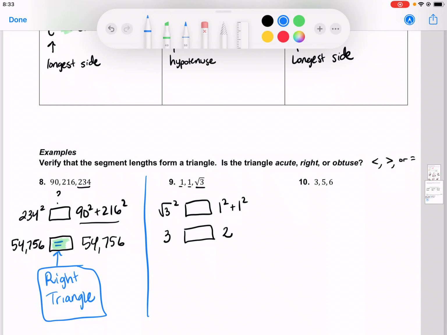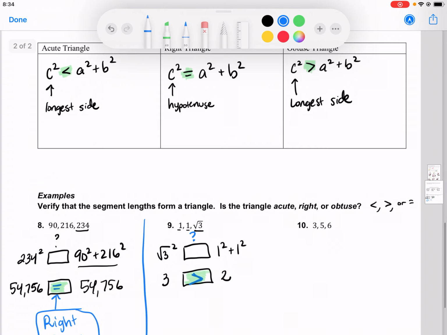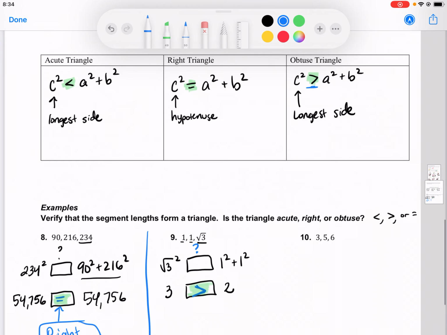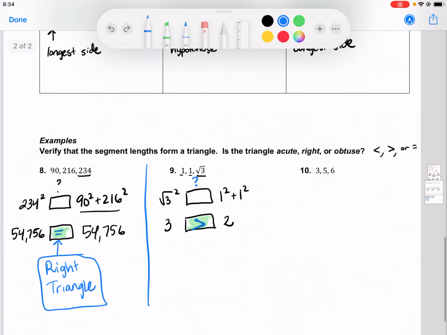So the appropriate symbol for this one is a greater than symbol. And since it's greater than, we're going to be using the obtuse triangle. So this is going to be obtuse, since the longest side squared is bigger than the other two sides.